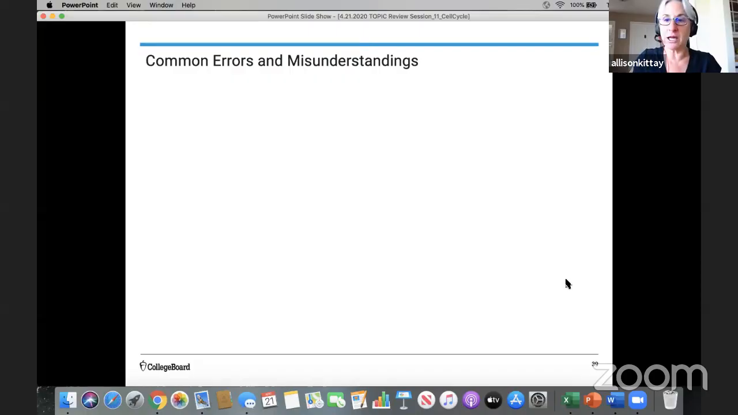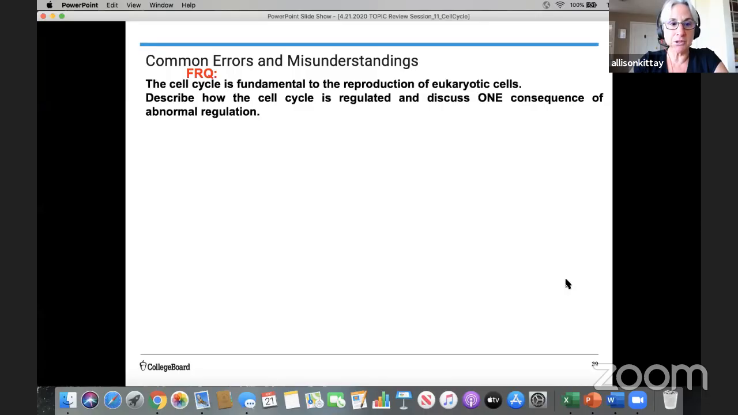All right, let's take a look at some common errors and misunderstandings, and then I'm going to give you your homework. So first of all, I'm going to give you an FRQ, and this was given years ago on an AP exam, so you may have seen this by looking at practice questions. Here's the question. It gave you a statement that the cell cycle is fundamental to the reproduction of eukaryotic cells, and then it asked you to describe how the cell cycle is regulated and then discuss one consequence of abnormal regulation.